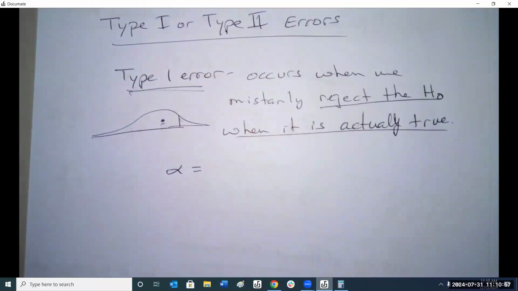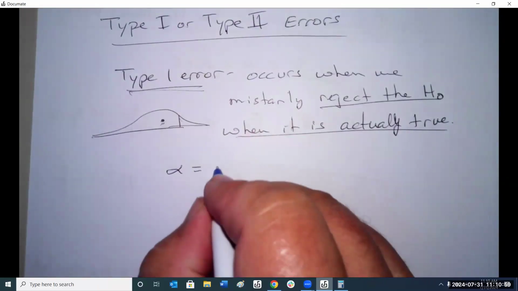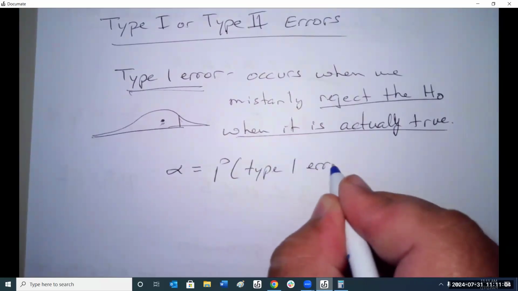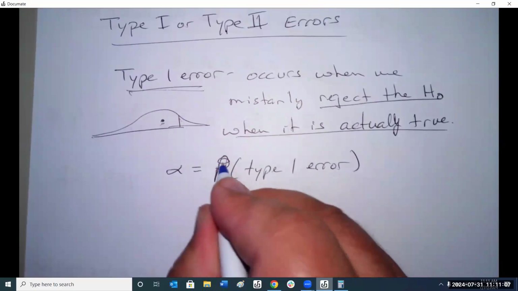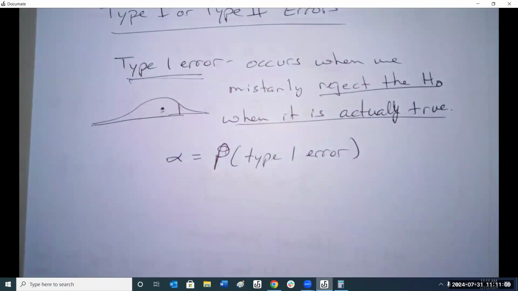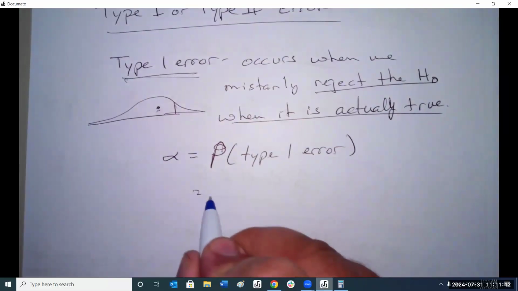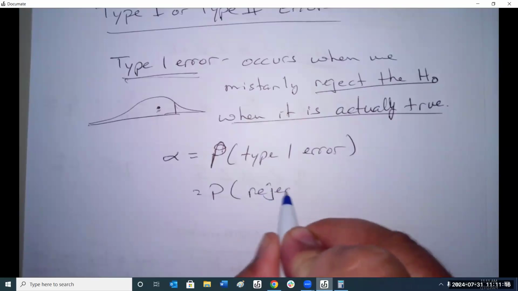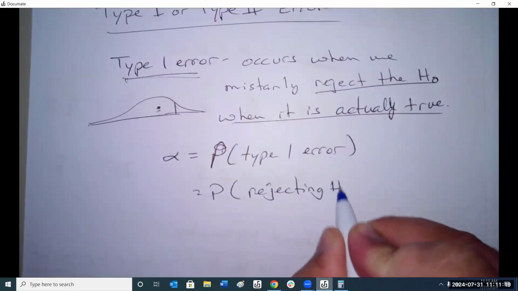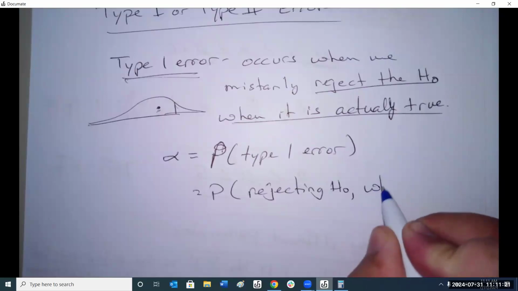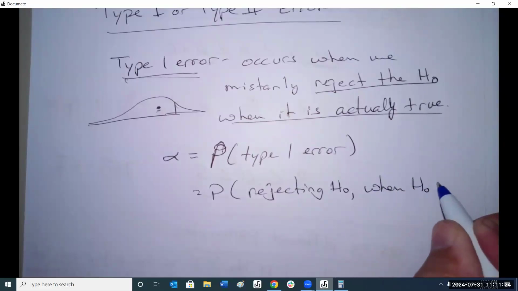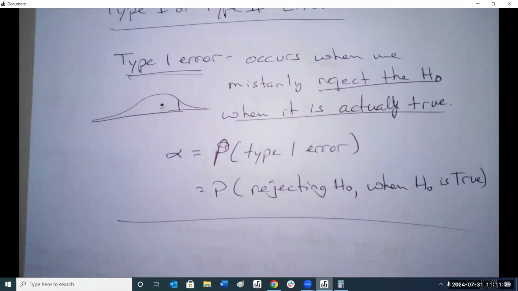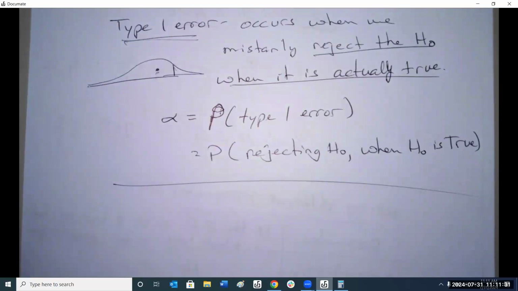And alpha is usually used to represent that too. So the probability of a type 1 error is the probability of rejecting H0 when H0 is true. That's a type 1 error. You'd be surprised, it happens a lot of times.